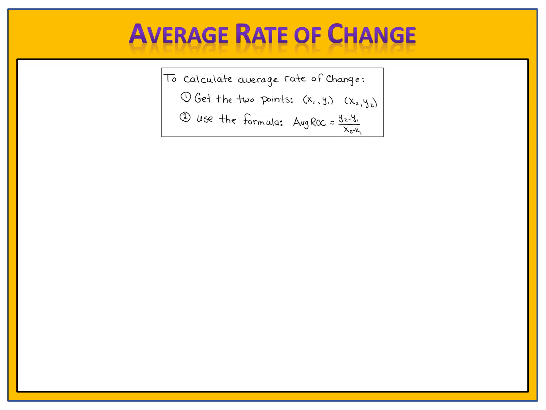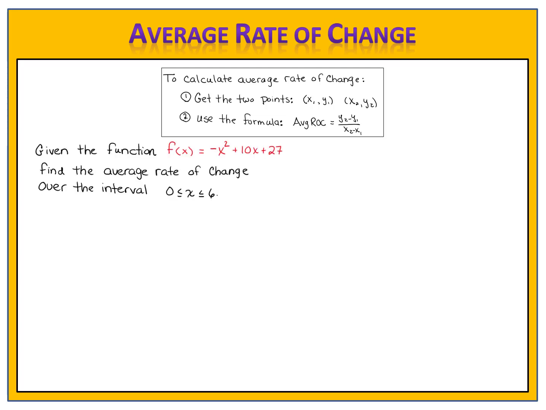Let's end this video with one last exercise for you to try. If we have the function f of x equals -x squared plus 10x plus 27, can you calculate the average rate of change over the interval when x goes from 0 to 6? Please pause the video here and come back when you're ready to compare answers.